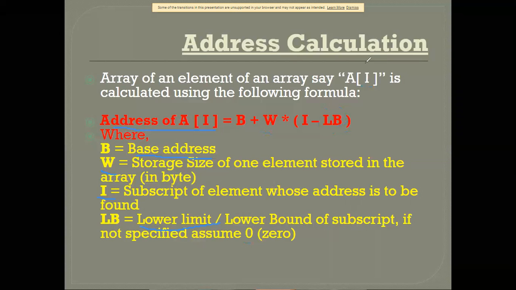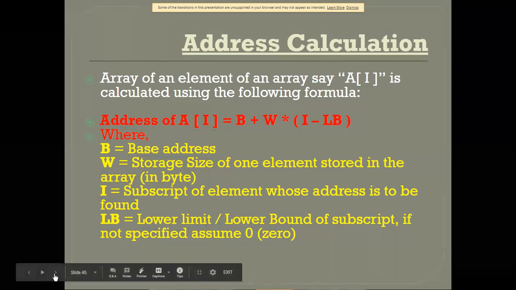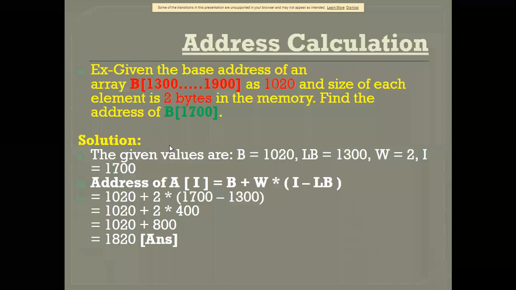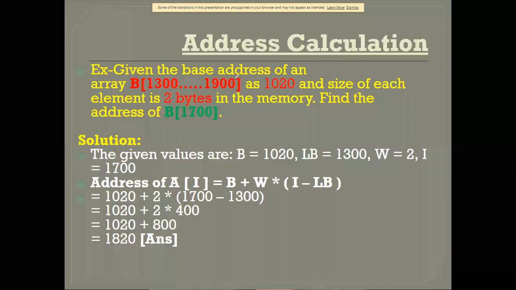Now we are focusing on the example. Okay, so now we'll concentrate on the example, then we calculate the value. If a standard formula is given, we have to put the values into it and calculate, there is no logic behind it. Fine. The example: first, the base address of an array is given. The base address value is given as B = 1020.